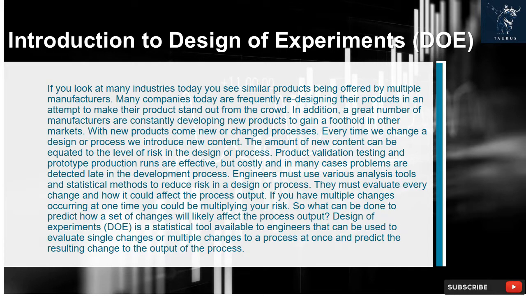Product validation testing and prototype production runs are effective, but costly, and in many cases problems are detected late in the development process. Engineers must use various analysis tools and statistical methods to reduce risk in a design or process. They must evaluate every change and how it could affect the process output. If you have multiple changes occurring at one time, you could be multiplying your risk. So what can be done to predict how a set of changes will likely affect the process output?